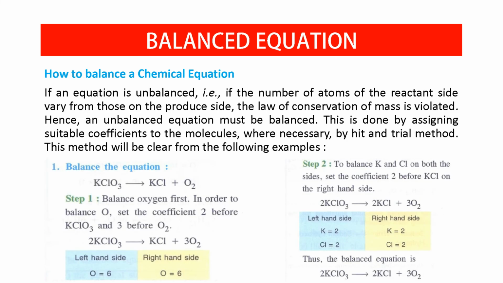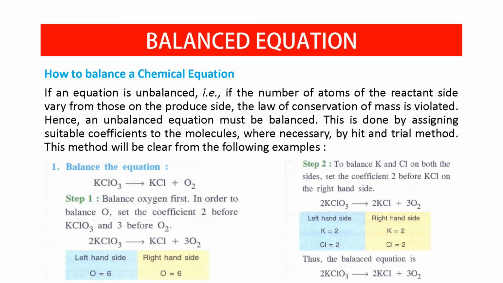So let's see the method. How do we balance an equation by the hit and trial method? Here is an example: potassium chlorate, KClO3. What will form? KCl plus O2, potassium chloride plus oxygen. Let's see this equation. Is this a balanced equation or not? So we count the atoms. Potassium, there is one atom. On the product side there is one atom.